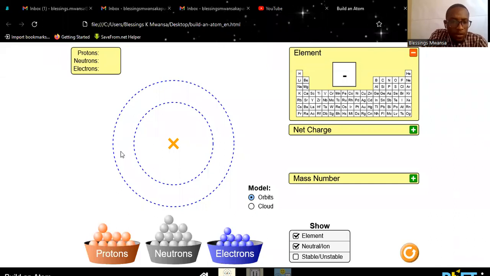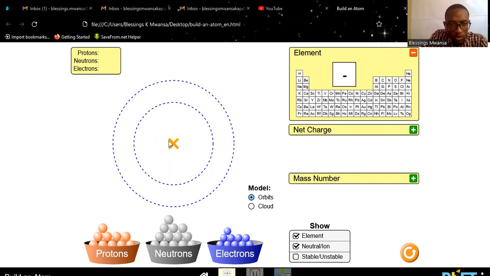So what we're looking at here is the components we need to build an atom. So we're looking at atomic structure. How can we come up with the structure of an atom? So when you go to my series on atomic structure, if you start from the first recording, you will be able to understand what encompasses the structure of an atom.